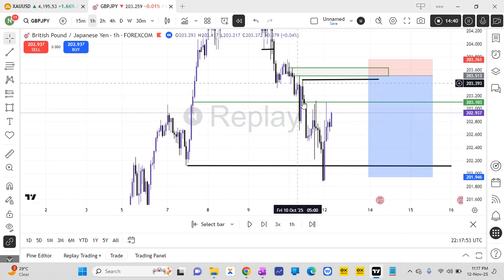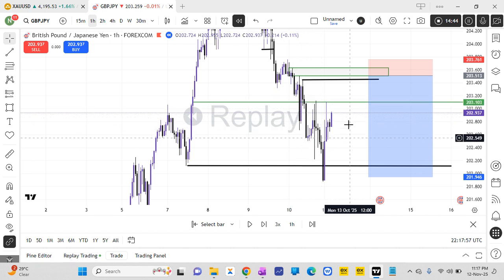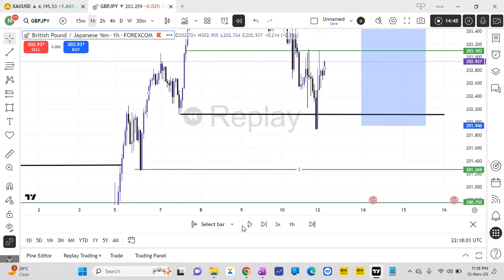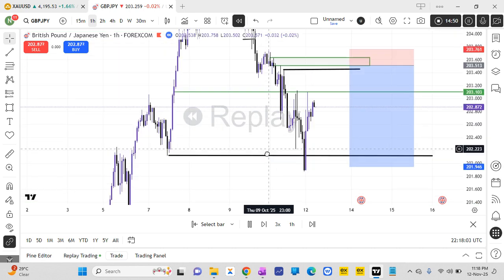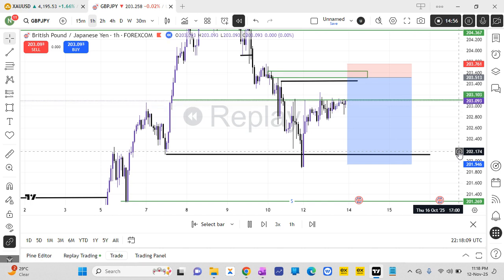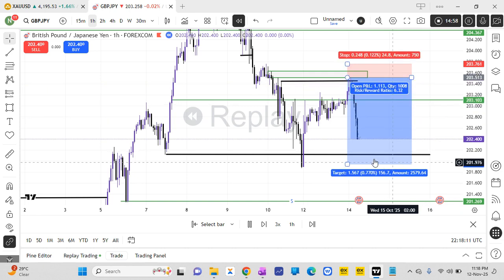And if you notice from 1 year, no POI is unmitigated after a break of structure. This one is mitigated, after this one, this one. So this is the only unmitigated POI that we'll have. So this is where I'm looking to sell from. We are in.